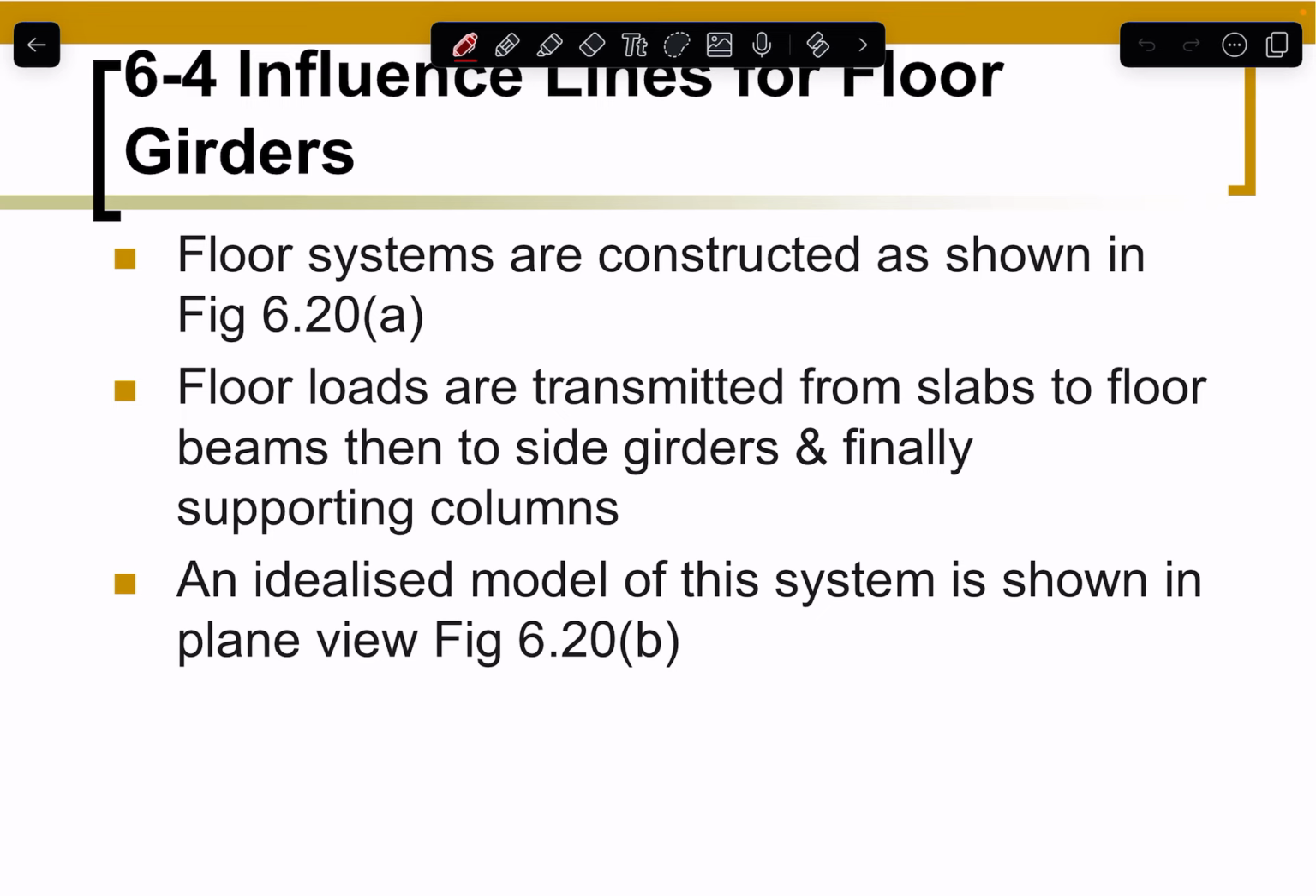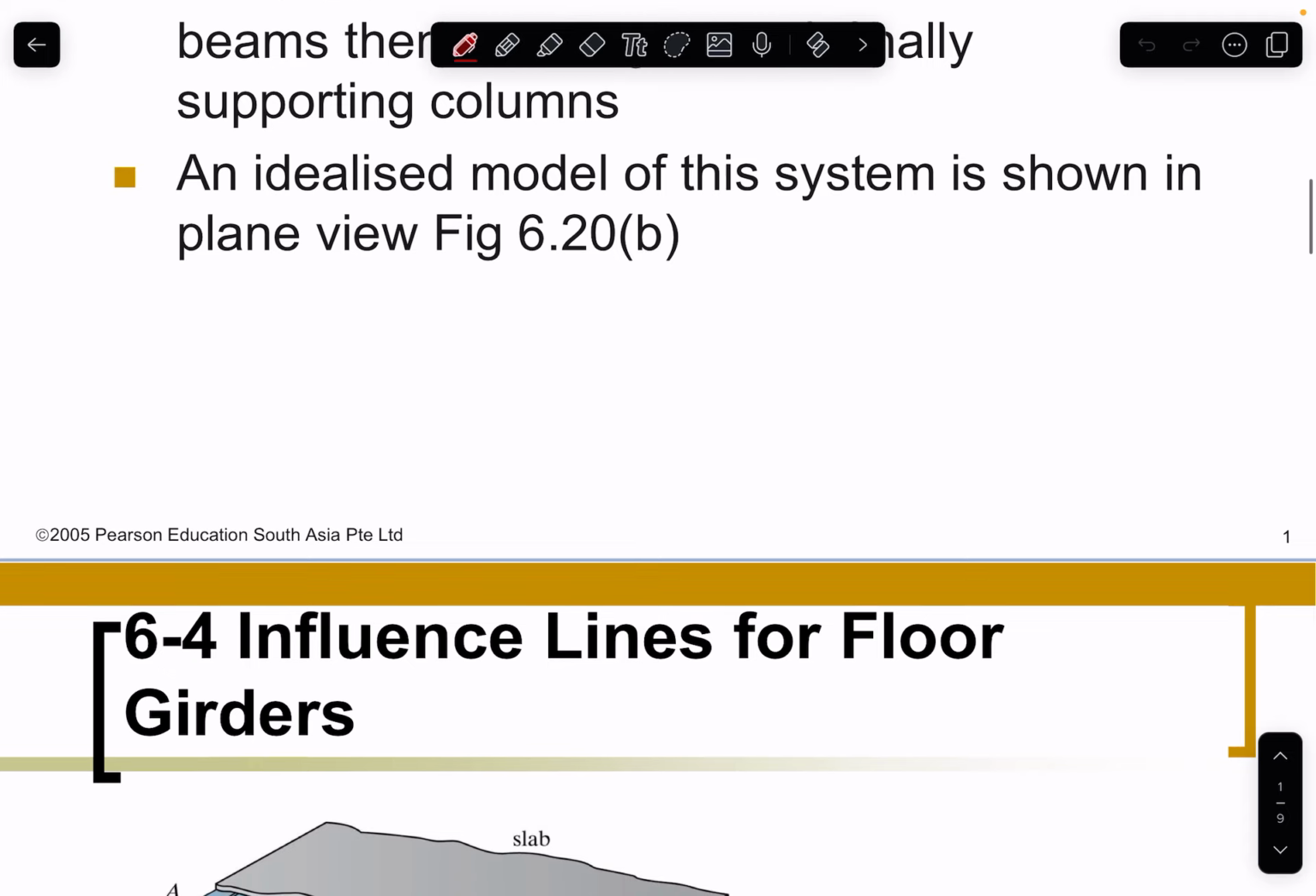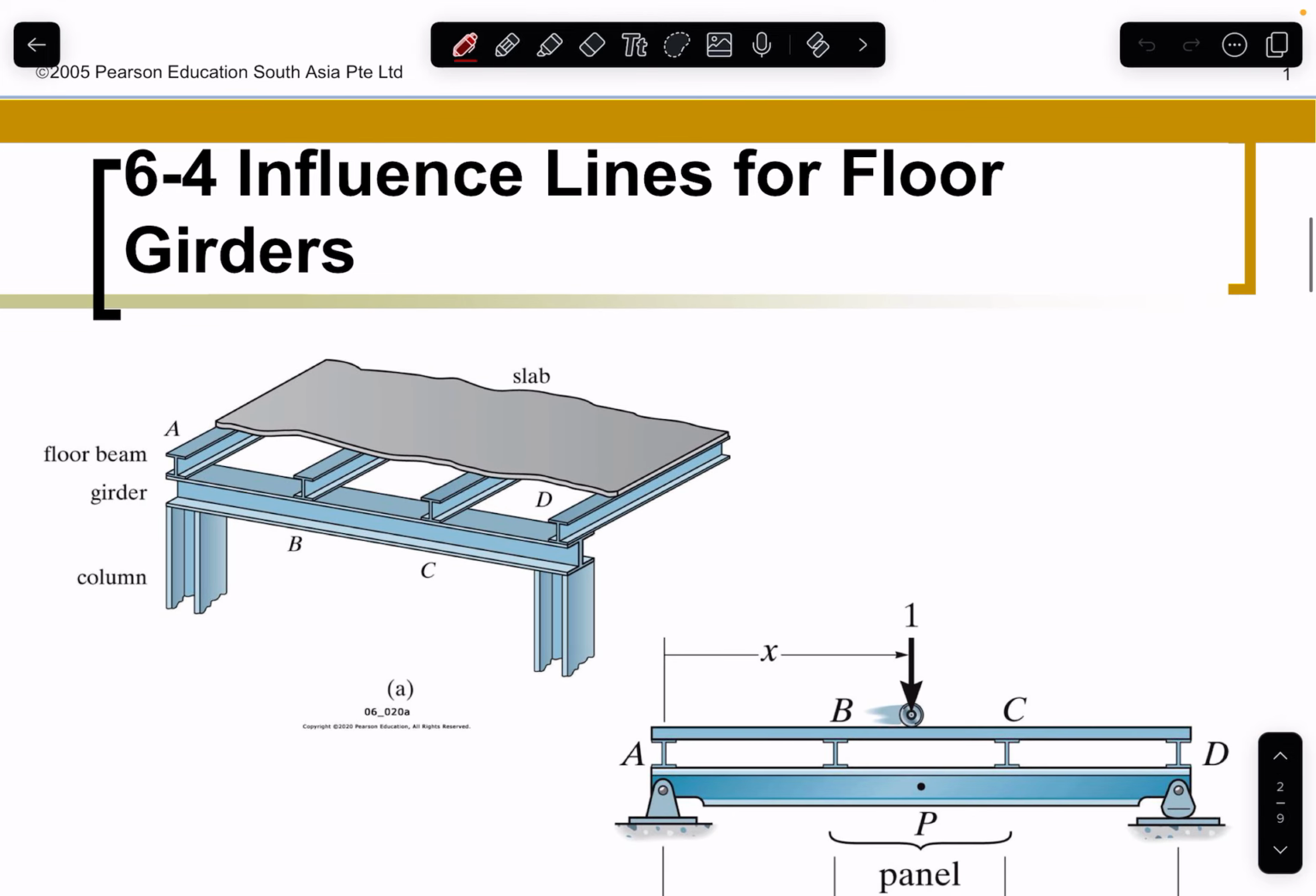Here we will continue again with 6.4, influence lines for floor girders. This subtopic is to show you how to draw an influence line for a floor girder, specifically in building structures. Based on this diagram, you have a slab, and then below the slab you have a floor beam.